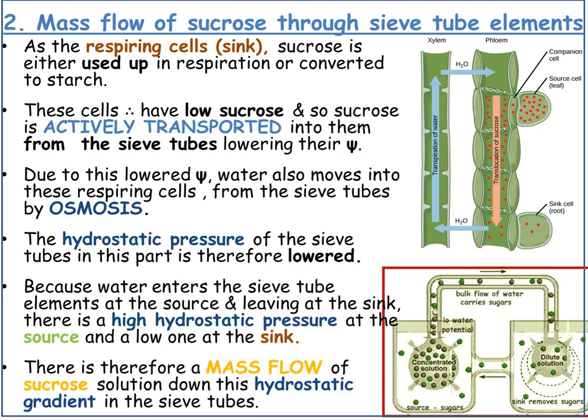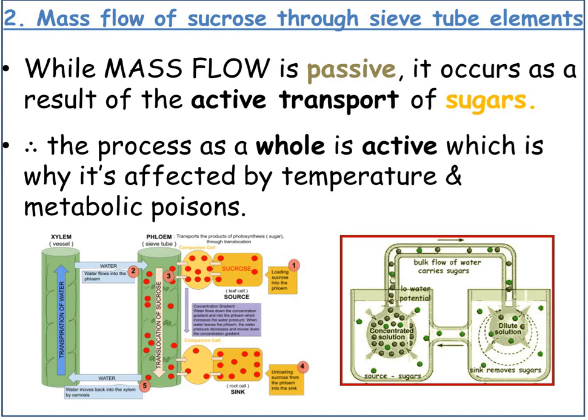Because water enters the sieve tube elements at the source and is leaving at the sink, there is a high hydrostatic pressure at the source and a low one at the sink. Therefore, there's a mass flow of sucrose solution down the hydrostatic pressure gradient in the sieve tubes. So although mass flow itself is passive, it does actually happen because of the process of active transport of sugars. Therefore, the process as a whole is active, which is why it is affected by temperature and metabolic poisons.